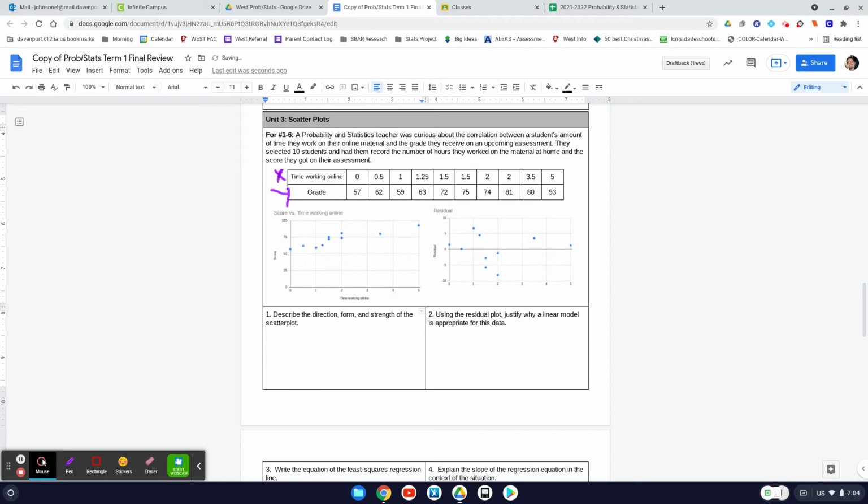Now you could type the numbers in the calculator. You'll probably have to do that. But just looking at it, I noticed that it's going up from left to right. So that means it has to be positive. And the dots are really close together in making a line. So I wanted to say that this is strong. The farther apart they are, remember, the weaker it gets. And it's pretty close to making a line, so I can say linear.